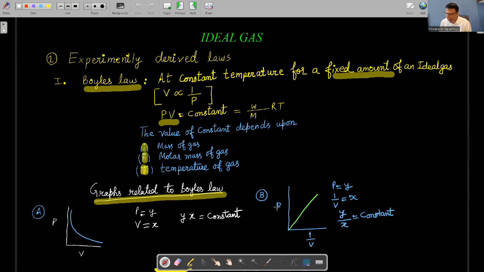And the second graph we can draw is P versus 1 by V. Pressure is on y-axis, 1 by V is on x-axis. If we divide y by x, it is P upon 1 by V, that is PV is equal to constant. So y by x is a constant, and that constant we know is nRT. So y is some constant into x. It is a line passing through origin. So pressure versus 1 upon volume is a straight line passing through origin, and the slope of that line is equal to this constant, nRT. So slope of the line is directly proportional to temperature.